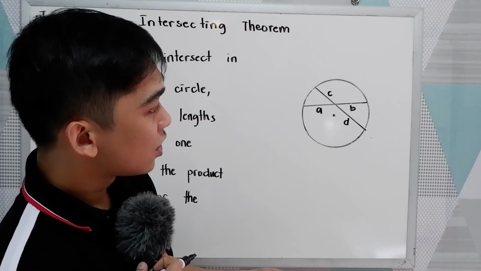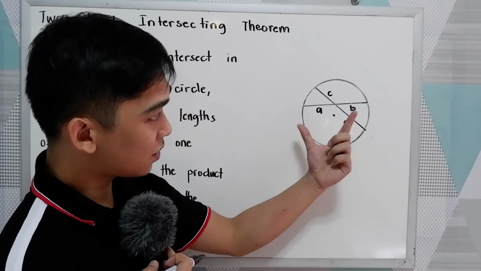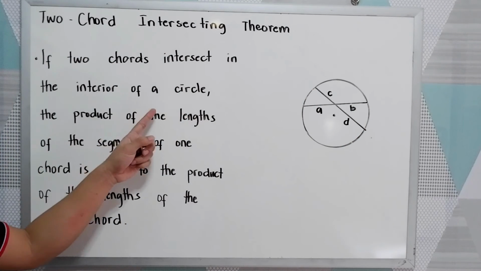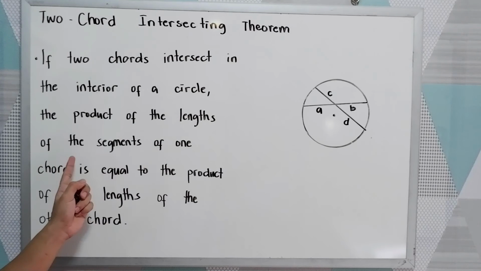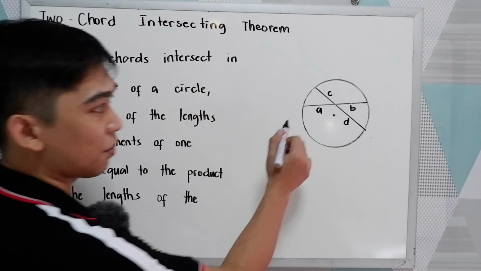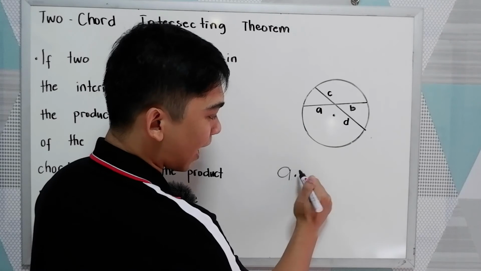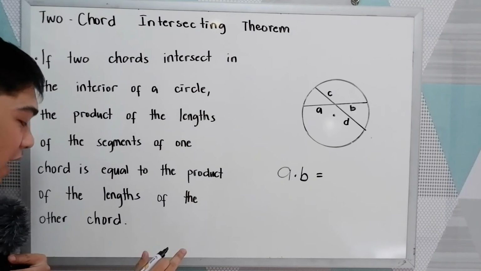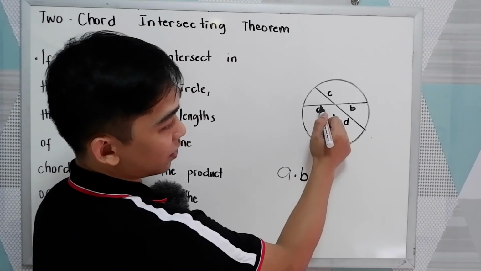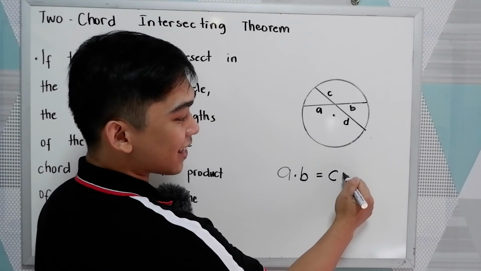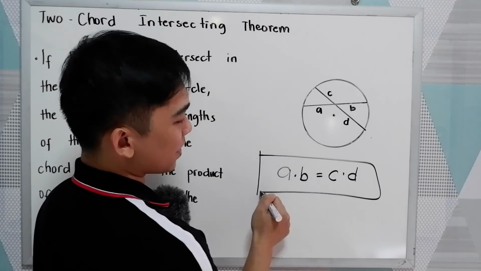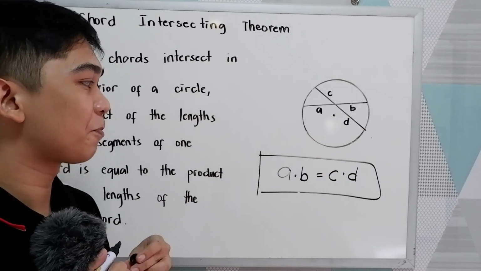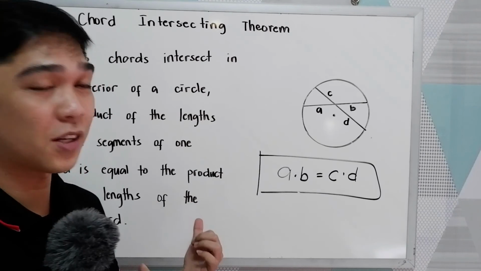Now let us illustrate. We have a circle here, then we have two chords, the first one and the second one. The product of the lengths of the segments of one chord, let's say A times B, is equal to the product of the lengths of the segments of the other chord. So A times B is equal to C times D. This will be our formula: A times B is equal to C times D. Now let us apply this theorem to solve some problems.